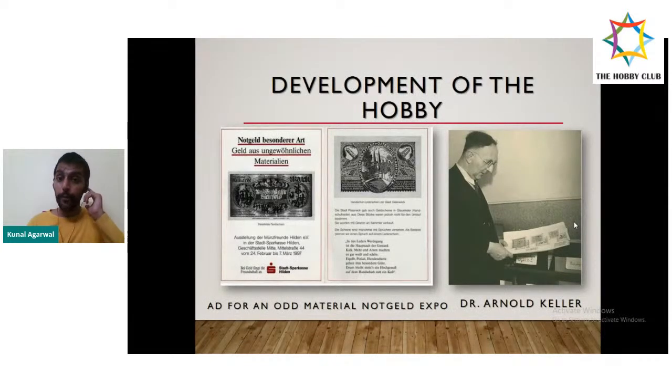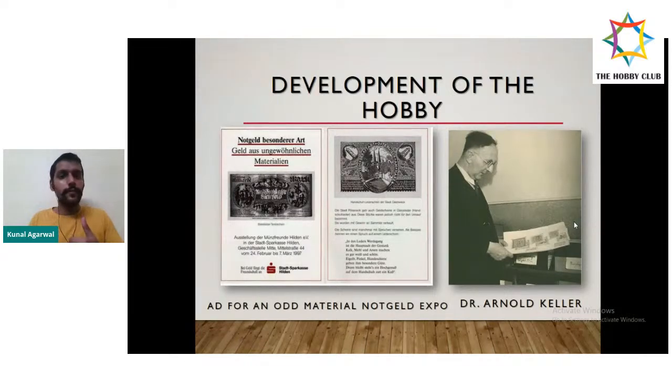So how did the hobby develop? Now I'd like to mention that it was a very advanced hobby. Even back then, as you can see, here's a poster of an odd material Notgeld exhibition. You can see it right here. It says 1997. So even in 1997, there was an exhibit specially for these odd material Notgelds, not for Notgelds in their entirety, only for odd material Notgelds.